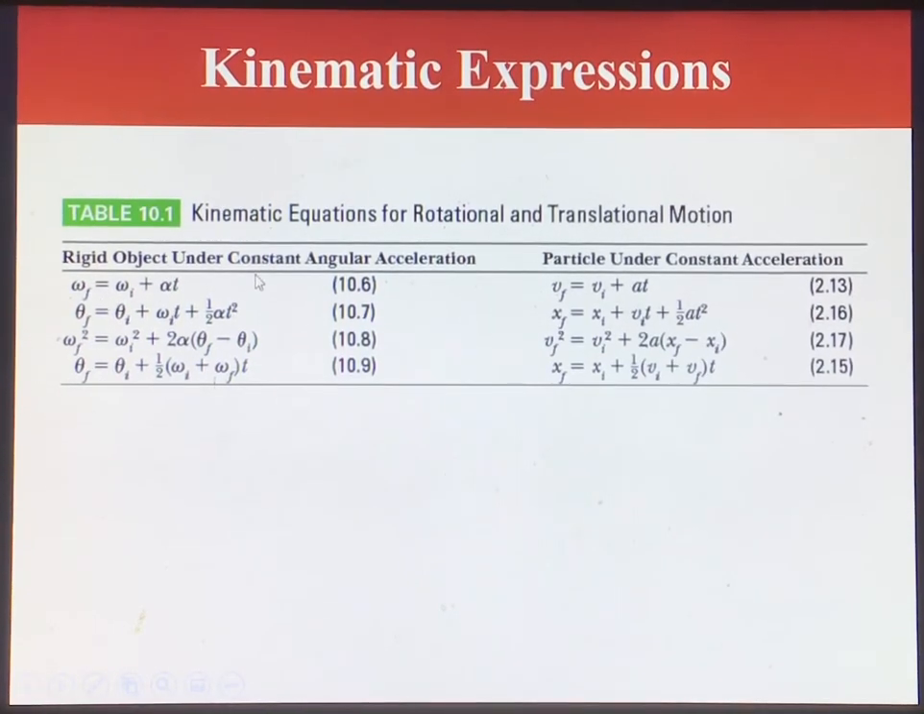Now we can do pretty much the same if you have a particle that is under a constant angular acceleration. So if the angular acceleration is constant, then I can say that omega final is equal to omega initial plus alpha times t, theta final is equal to theta initial plus omega initial t plus 1/2 alpha times t squared, and omega final squared is equal to omega initial squared plus 2 alpha times (theta final minus theta initial). So we're going to be using these equations to solve problems, just as we use these equations here to solve problems for translational motion.